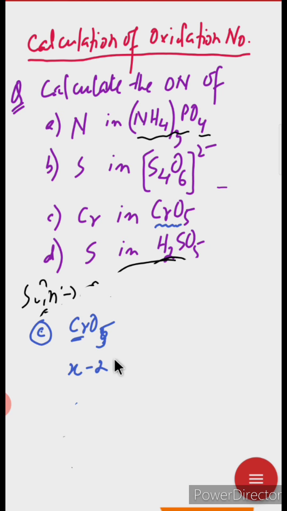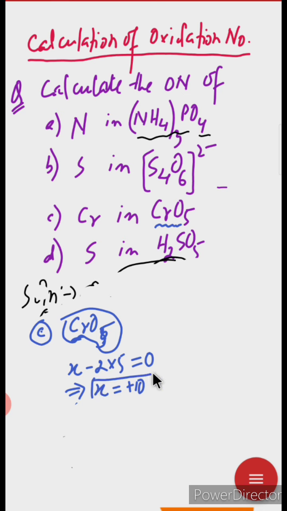2. This will be multiplied by 5, and equated to 0 because the charge of the molecule is 0. This is a neutral molecule, so that gives an oxidation number of chromium as plus 10. But is it possible for chromium to have an oxidation number of plus 10? The answer is no. Why?